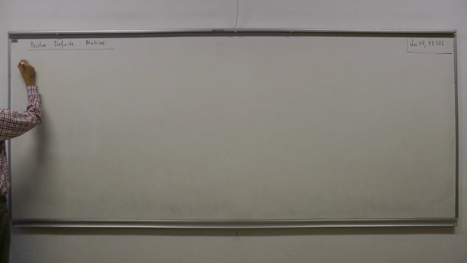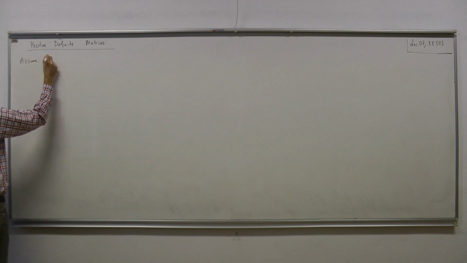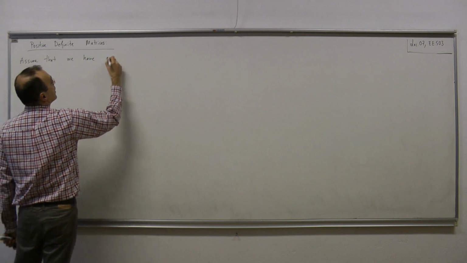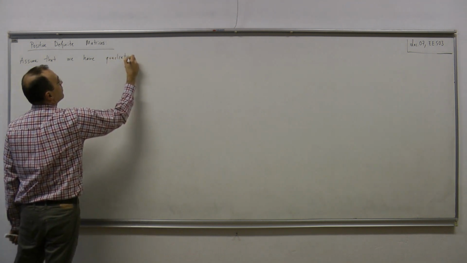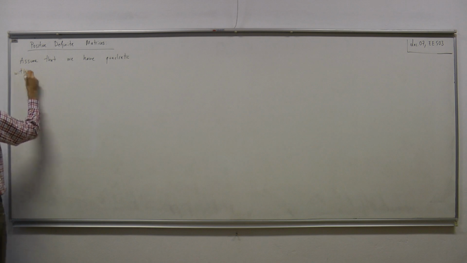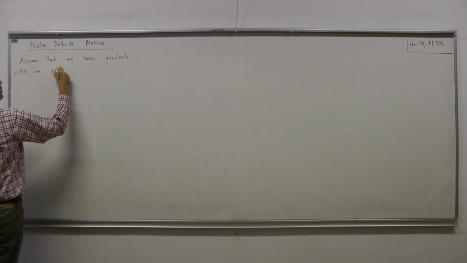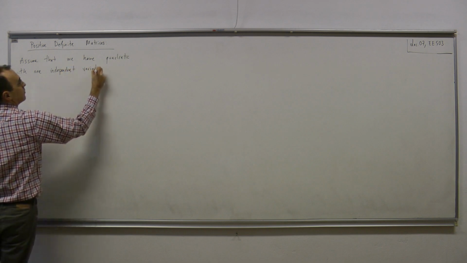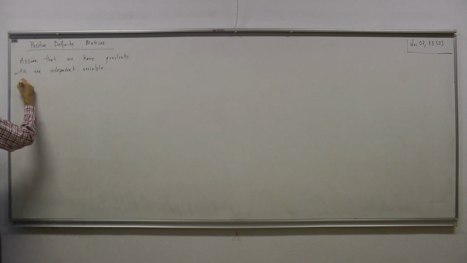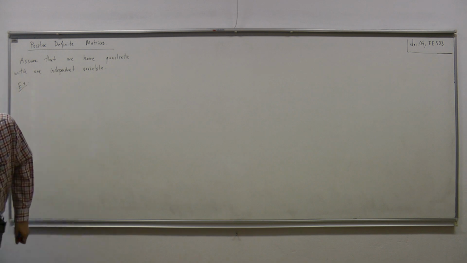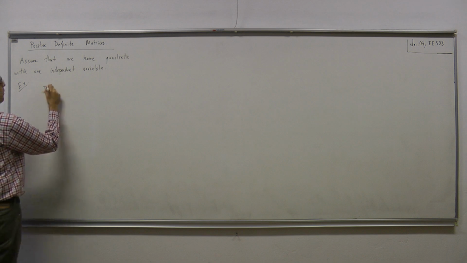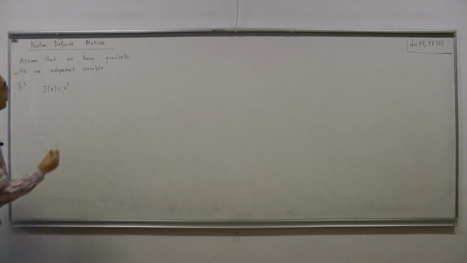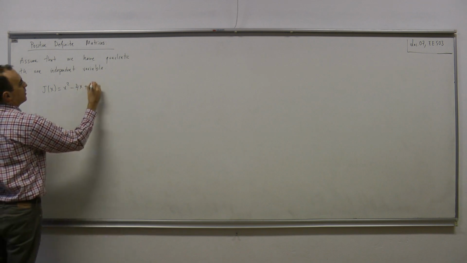So what is the simplest case? Assume that we have a quadratic with one independent variable. For example, let's see, I have x squared minus 4x plus 9.